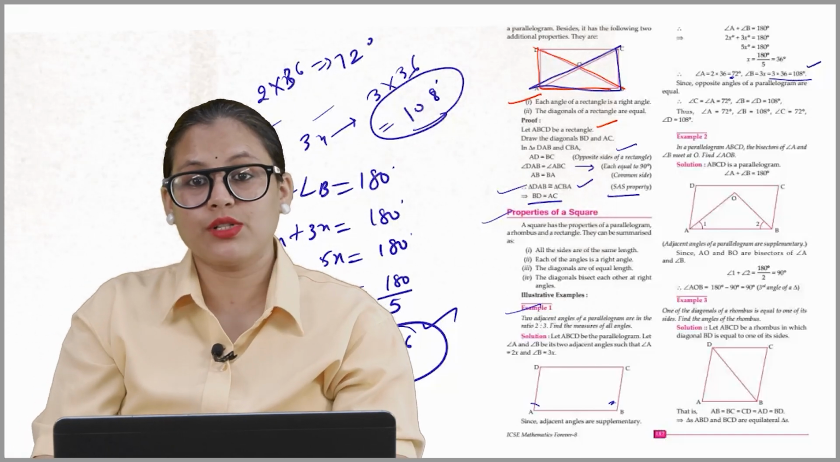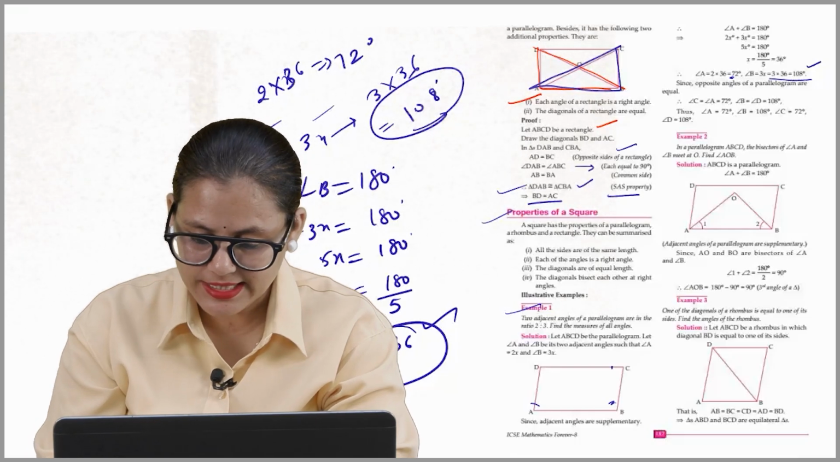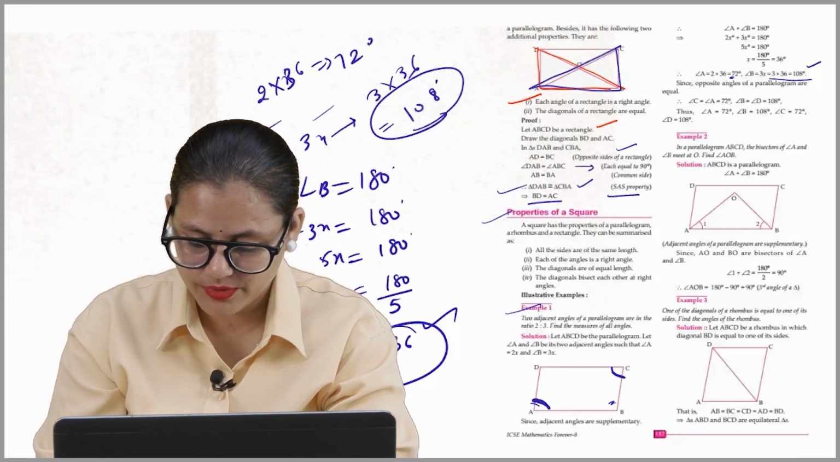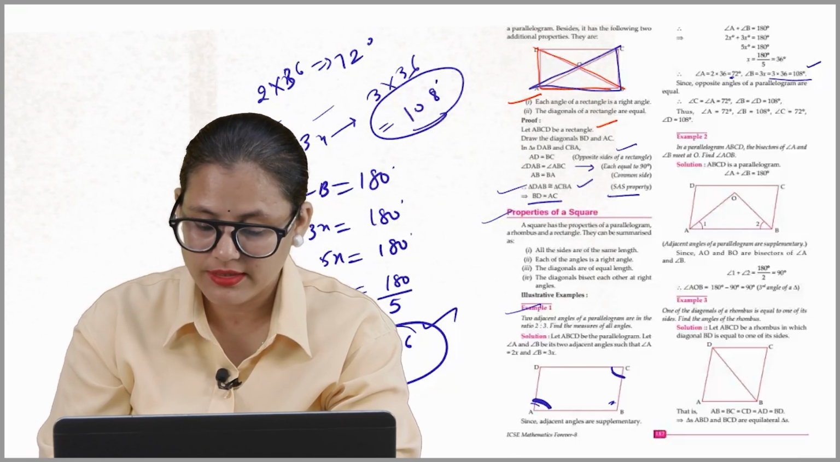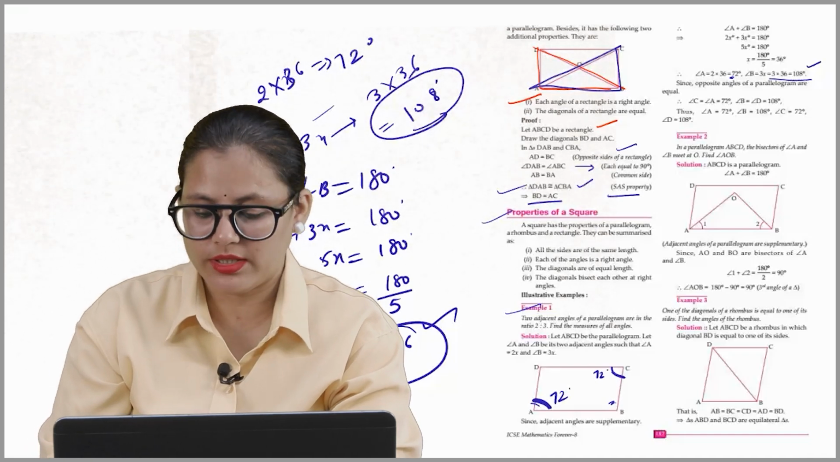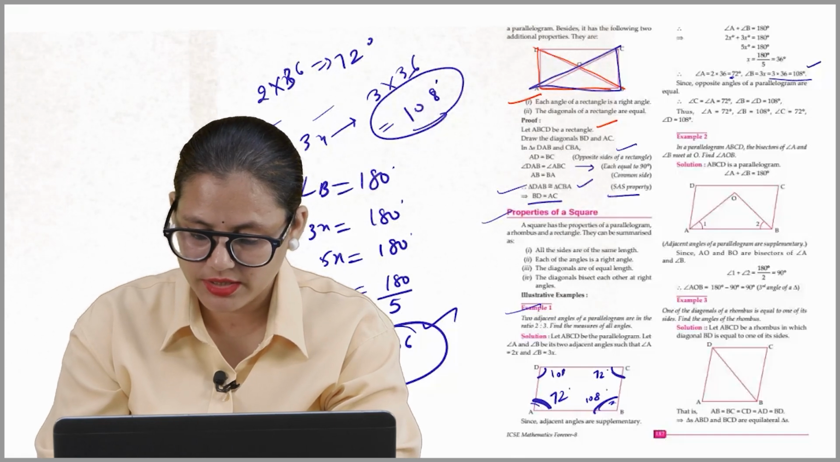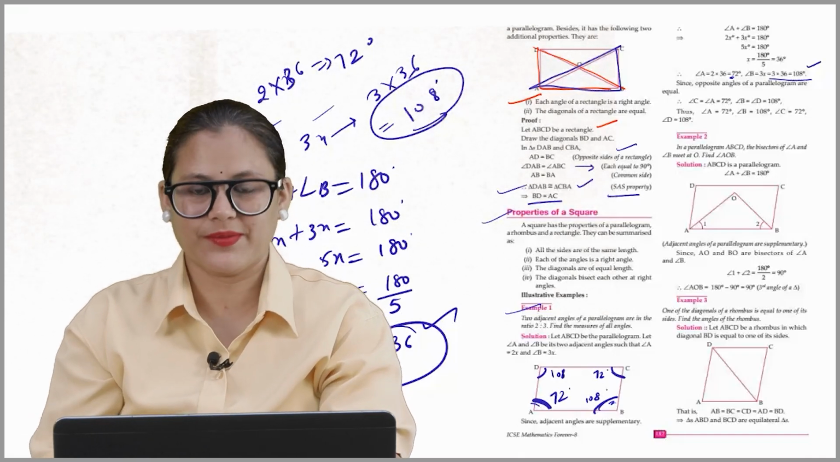Since opposite angles of a parallelogram are equal, therefore angle C is equal to angle A. Angle A is 72 degrees, therefore this will be 72 degrees. Angle B is 108 degrees and angle D will be 108 degrees. Right?